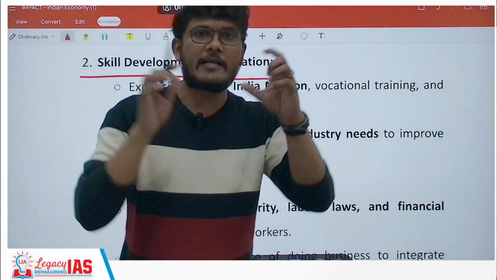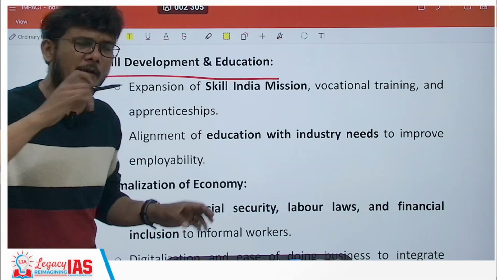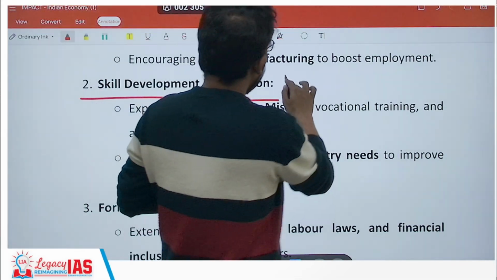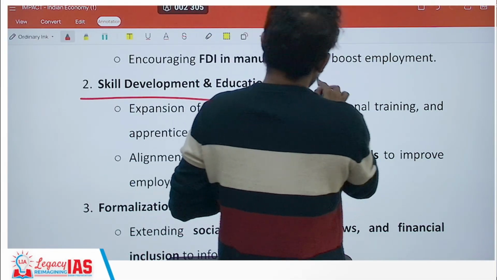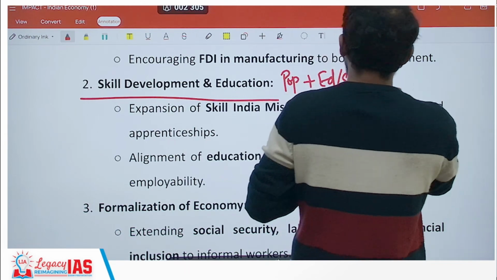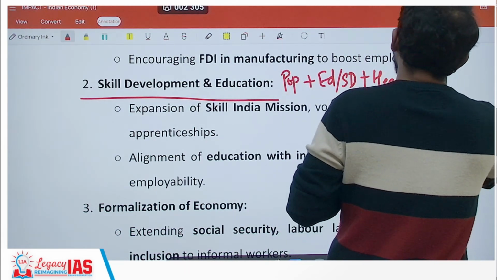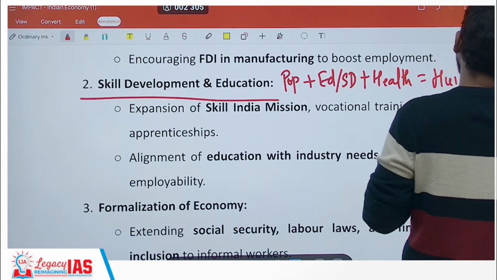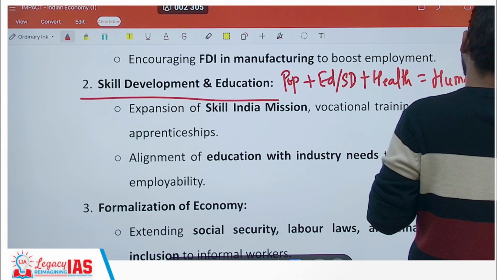Why? You can write one equation. That equation will help you a lot, and can help you in some other topics' answers also. That equation is what? Population. When population is provided with education or skill development plus health, it gets converted into human capital.